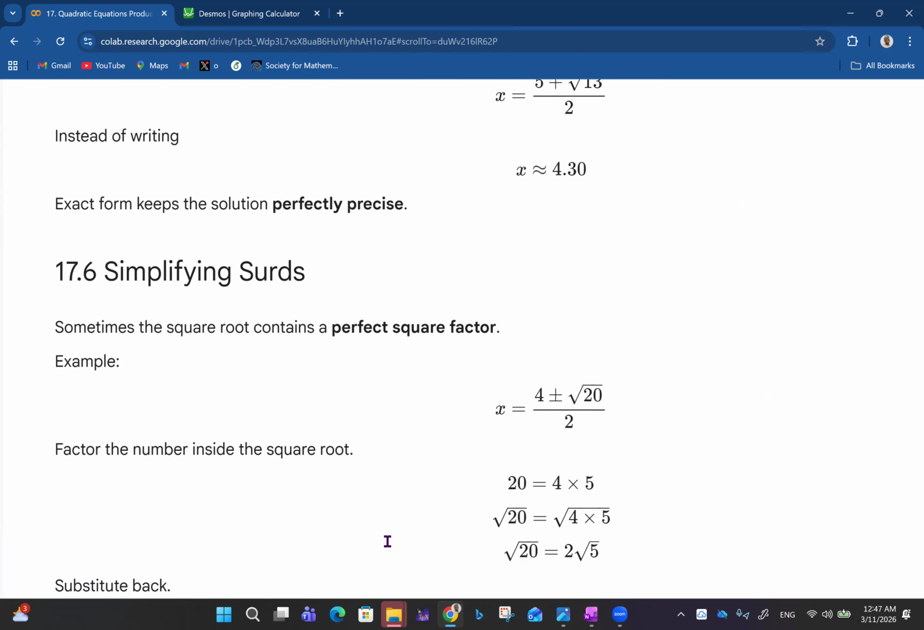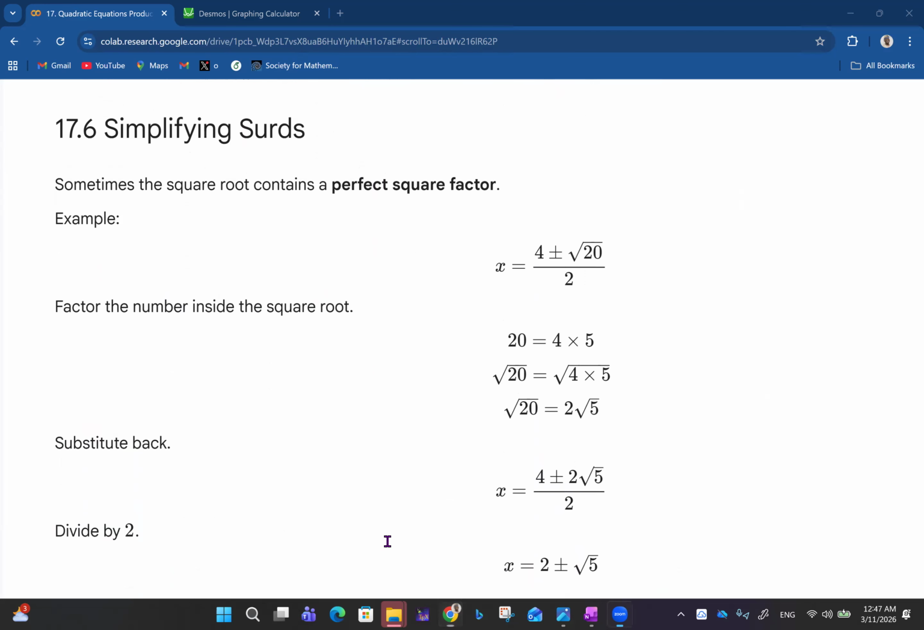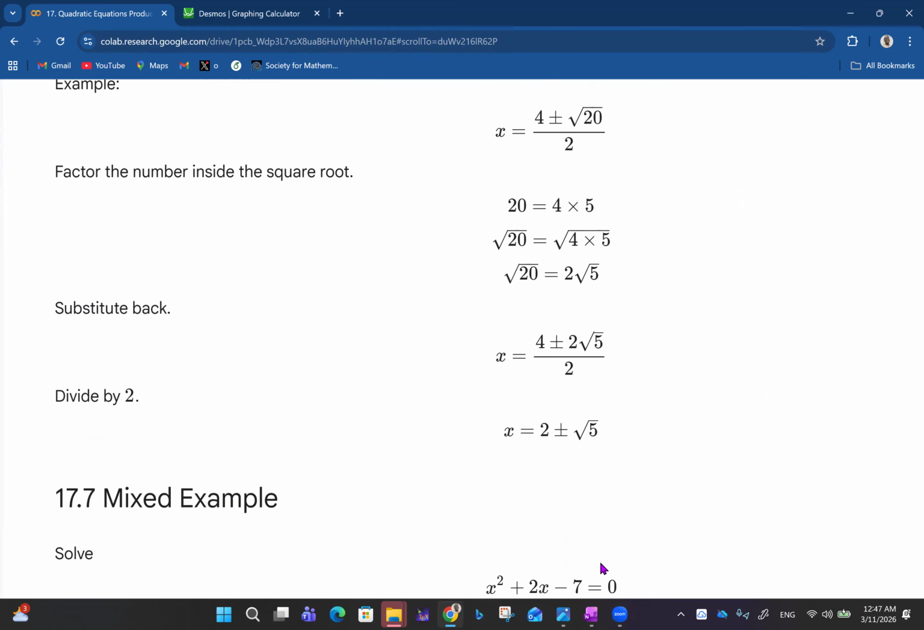Okay. So on to simplifying surds. Of course, we've learned about simplifying surds a lot in previous videos. Sometimes the square root contains a perfect square factor. Example, x is 4 plus or minus square root of 20 over 2. For the number inside the square root, we know 20 is 4 times 5, where 4 is a perfect square. So root 20 is the square root of 4 times 5, which is 2 root 5. So you can now take it back. So you have x equals 4 plus or minus 2 root 5 over 2. And you can factor 2 out so that at the end of the day, you have x equals 2 plus or minus square root of 5.